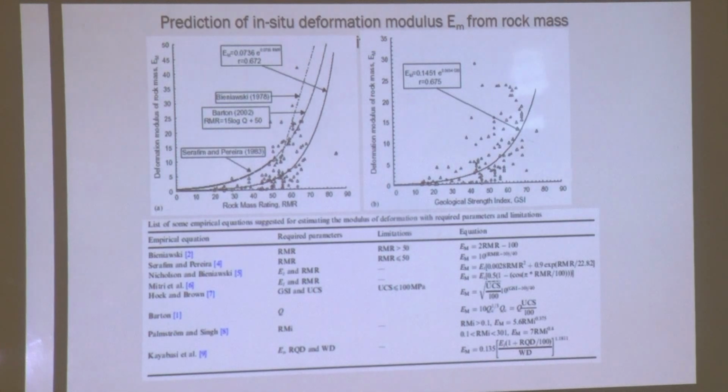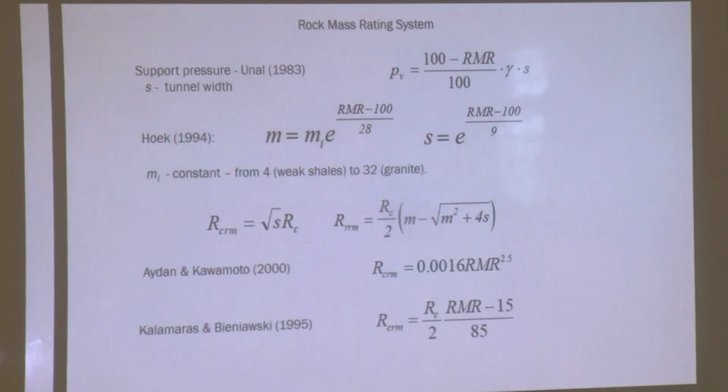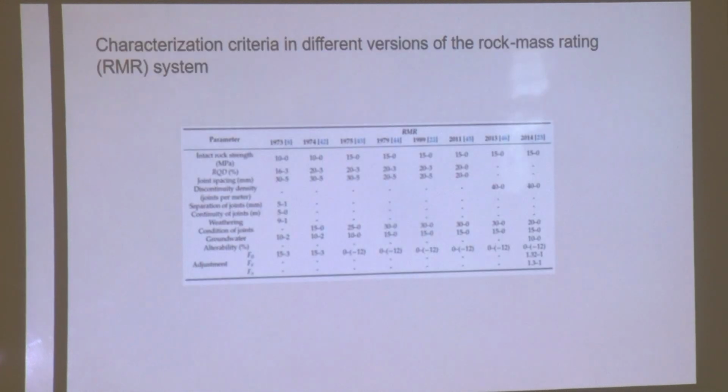Different teams have done work. Still in 2019, I have seen a paper where they are trying to correlate the Young's modulus and deformation modulus with the RMR of the rock mass. They also use tunnel radius, how much support system you will use, and what the diameter should be based on different RMR ratings. I am skipping this. These are the materials you can get.